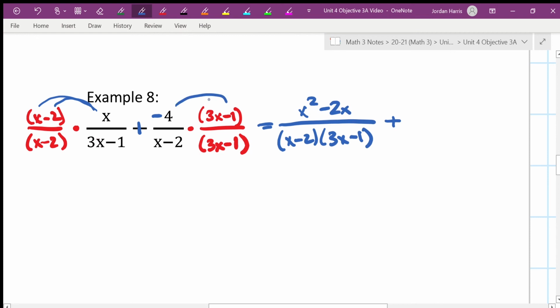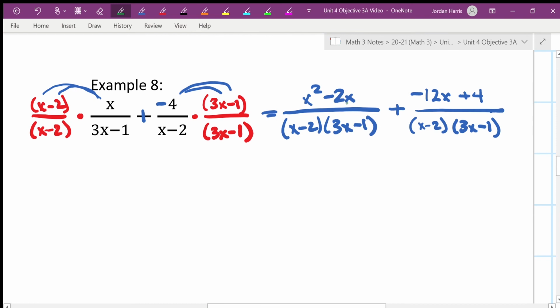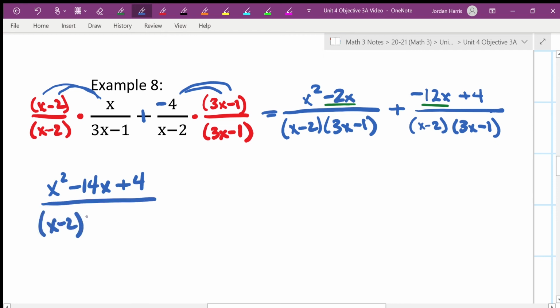Now I distribute my -4. So I get -12x plus 4 over, once again, the bottom don't distribute. You'll see why in just a second. Okay. Now then, we got to combine. I have some like terms here. -2x and -12x are like terms. So when I combine, I get x squared minus 14x plus 4 all over x minus 2, 3x minus 1. Okay.